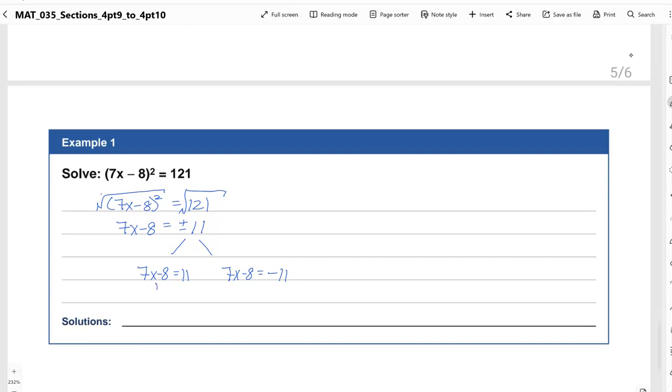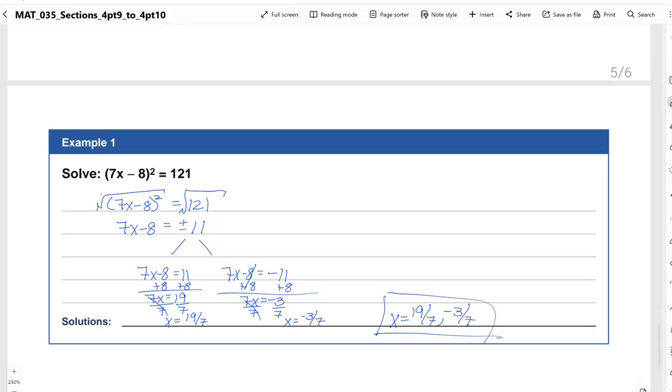So to solve that, I'm going to add 8 to both sides. So I'm going to get 7x is equal to 19. And then I'm going to divide by 7 to get x is equal to 19 over 7. Same thing on the next one. I'm going to add 8. But this time when I add 8, I'm going to get negative 3. And then when I divide by 7, I'm going to get x equals negative 3 over 7. So my answers are 19 over 7 and negative 3 over 7.